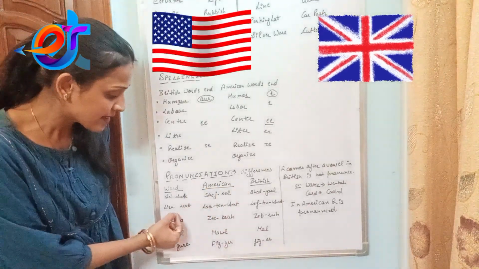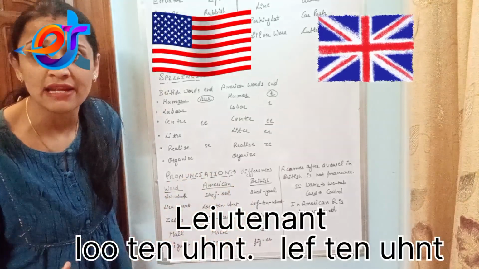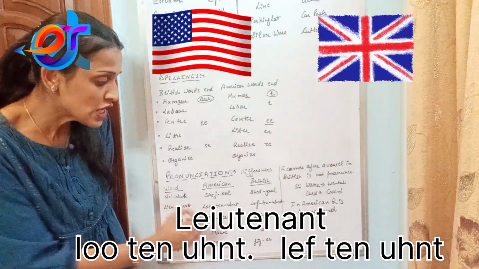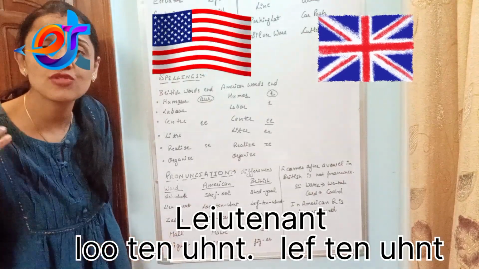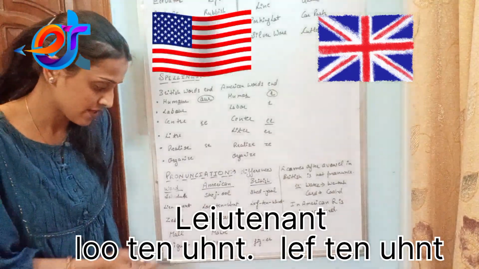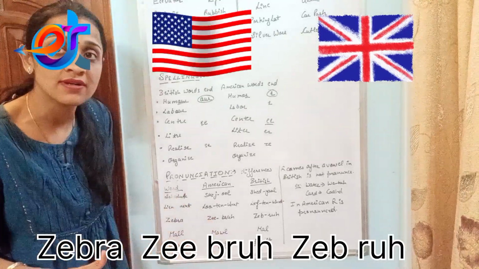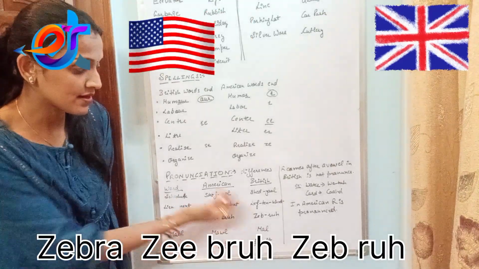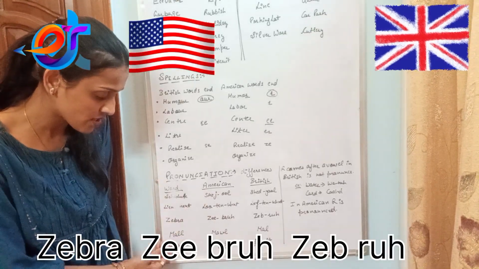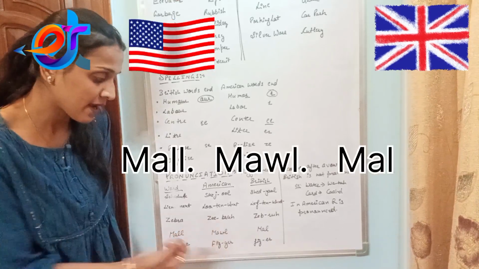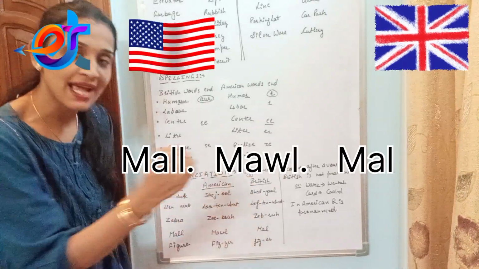The next one is lieutenant. In the British English, they say lieutenant one way, and in the American accent, they say it another way. He was promoted to lieutenant. The next one is zebra. In the American accent it's zebra, and in the British accent they say zebra differently. Then, the pronunciation of mall: in the American accent it is mall, and in the British accent mall.